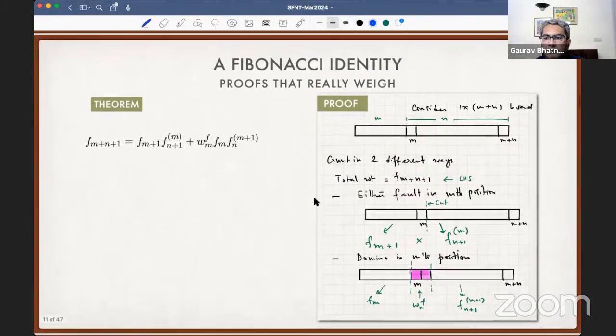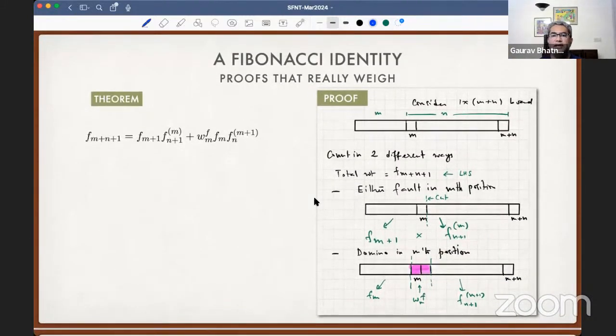So we pretty much could generalize, in very general terms, Fibonacci identities and get them for arbitrary weights. And here's an example of a theorem. We're considering a 1 by m plus n board. The first m have no domino, and you count in two different ways. The mth position either has a domino or not. That's where we cut it.